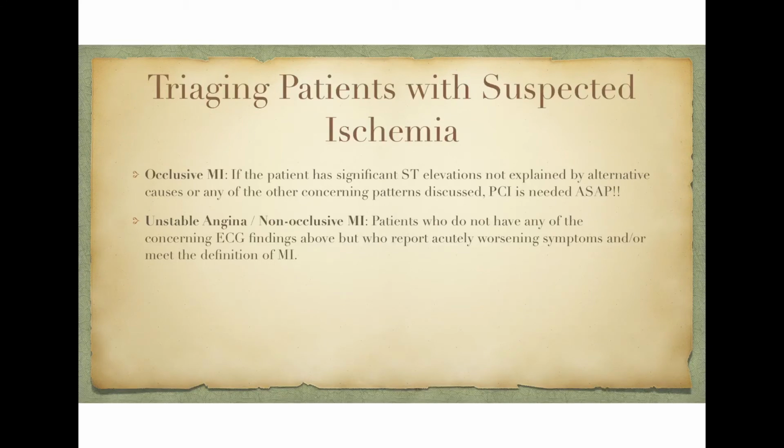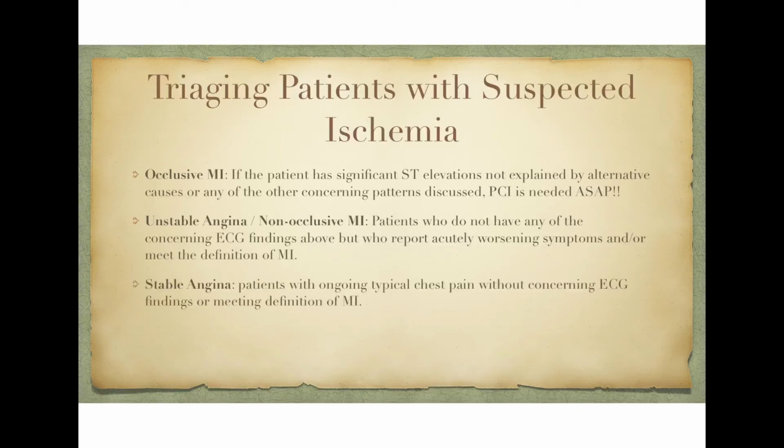On the other hand, if you have patients who do have worsening symptoms of chest pain or meet the criteria for an MI with troponin elevation, but they don't have any of those concerning ECG features that would warrant invasive intervention right away, you'd label them as either unstable angina if they didn't meet the criteria for an MI, or non-occlusive MI or non-STEMI if they did meet the criteria for an MI. And these patients will certainly be admitted from the ED.